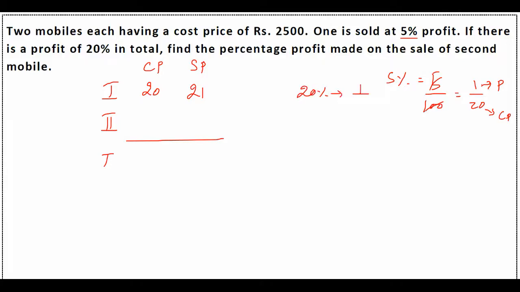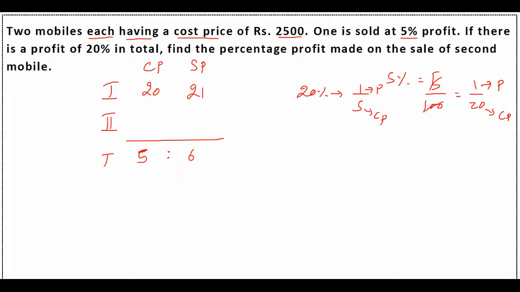So 20% will be written as 1 by 5. So 5 is cost price and 1 is profit. So 5 is cost price in sense, a 5 rupees mobile is sold for 6 rupees. That's the meaning. Okay, 5 is cost price and 1 is profit. A 5 rupees item is sold for 6 rupees. So what they have told is each has a cost price of 2500. That is in sense cost price is the same for both the mobiles. Okay, that's the concept. Cost price is same.